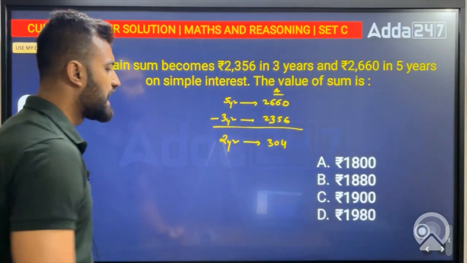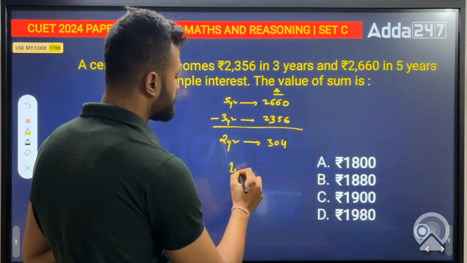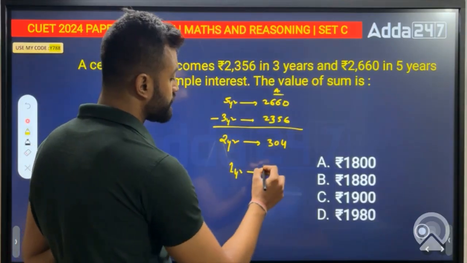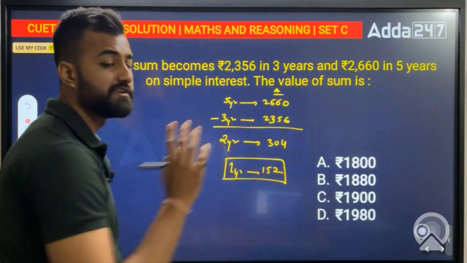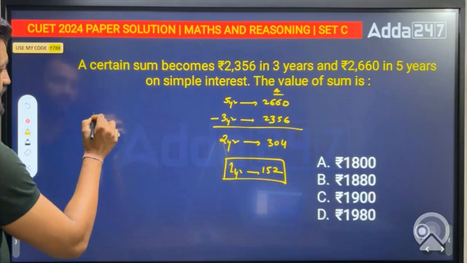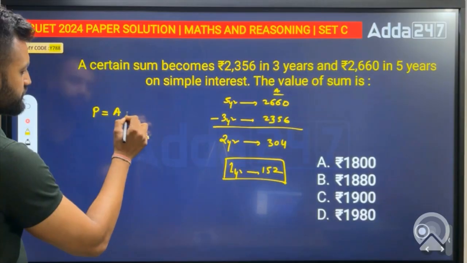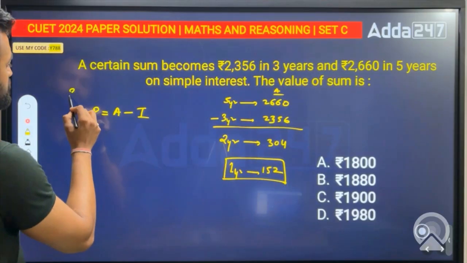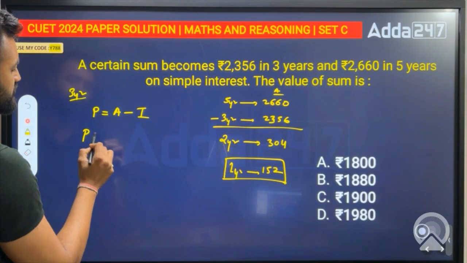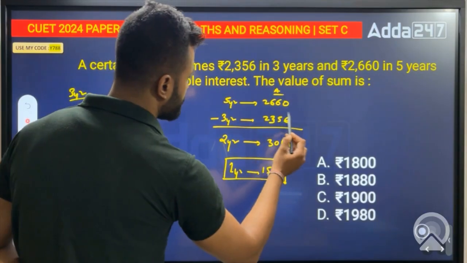Right? So I'll find the interest for 1 year. In 1 year, I'm getting the interest of, you just divide this by 2, you're getting 152. So this is the interest for 1 year. Now what happens, sir? I need principal. So in order to find principal, I have to take the amount and subtract the interest from it. So if you're talking about 3 years, then you take 3 years. In 3 years, sir, the amount became 2356.